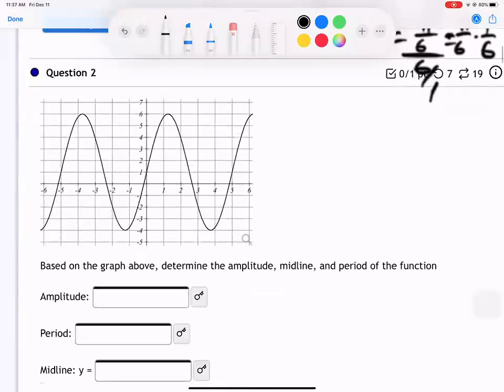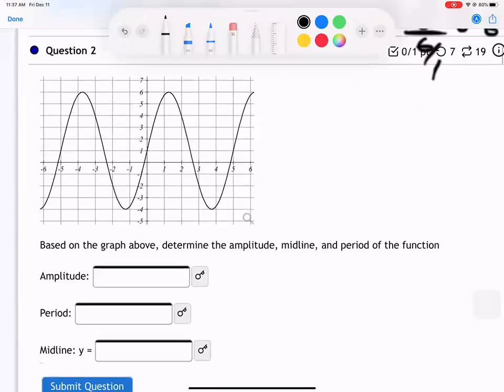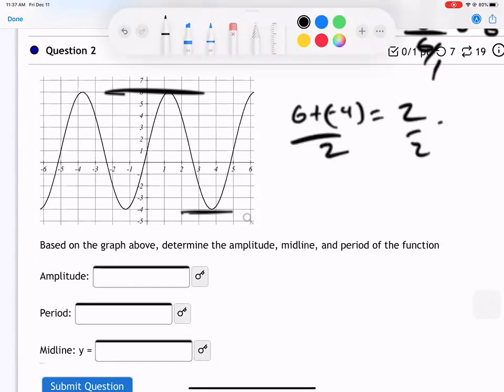Okay, the next question is asking us to look at the characteristics of the graph. Whenever you see these problems, look for the center. Where would the center be? If the top is 6 and the bottom is negative 4, 6 plus negative 4 equals 2, and we divide by 2, my midpoint is 1. Does that look like the middle between 6 and negative 4? Count it. 1, 2, 3, 4, 5 spaces up. 1, 2, 3, 4, 5 spaces down. Yep, the amplitude is 5. And the midline is positive 1.